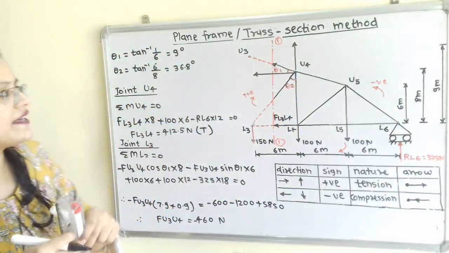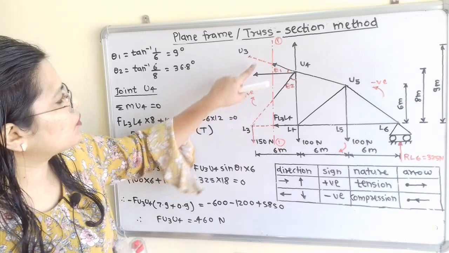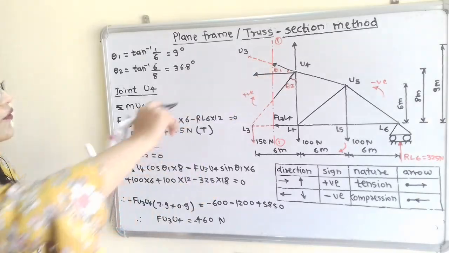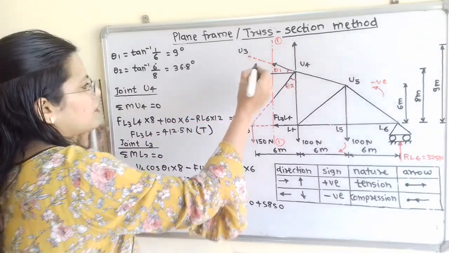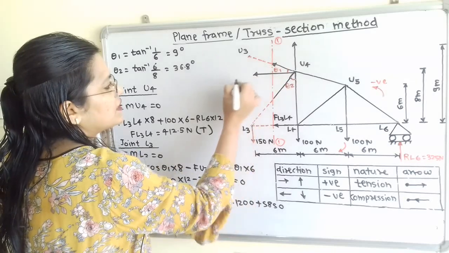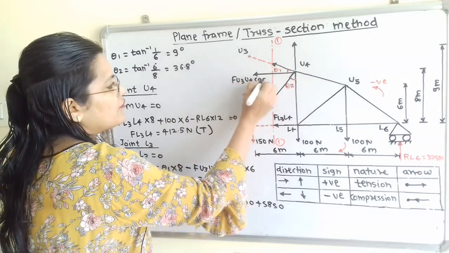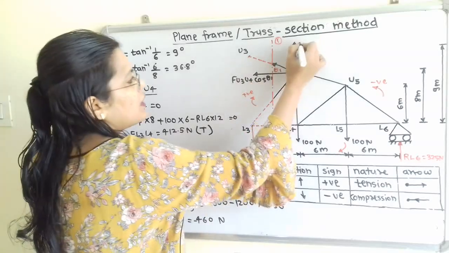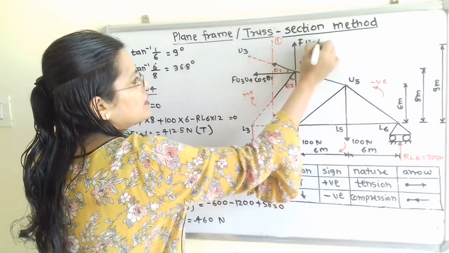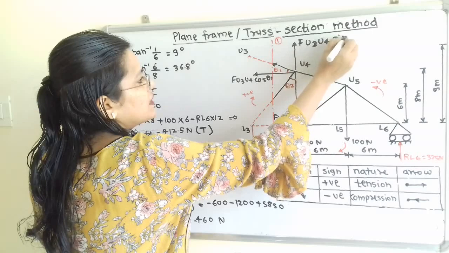Now how to write the value of the horizontal component? This is FU4U3, or we can say FU3U4, so it is FU3U4 cos of theta1, and the vertical component is FU3U4 sin of theta1.